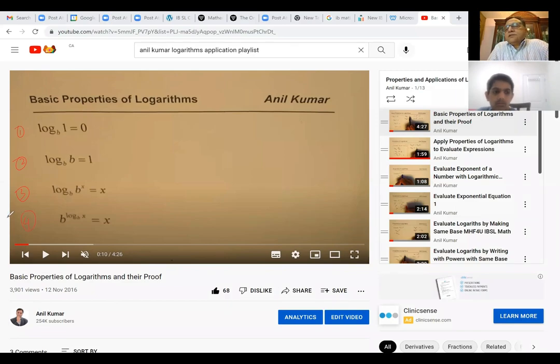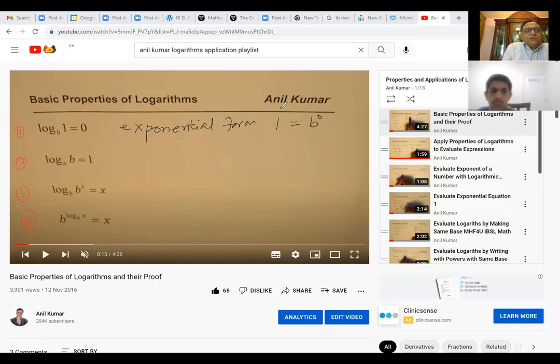The very first one is log to the base b of 1 is 0, right? It makes sense. Since anything to the power of 0 is 1, right? So if you rewrite this equation in exponential form, what do you get? You'll get 1 is equal to b to the power of 0. Is that okay? And you know, anything to the power of 0 is 1. So that side is correct.